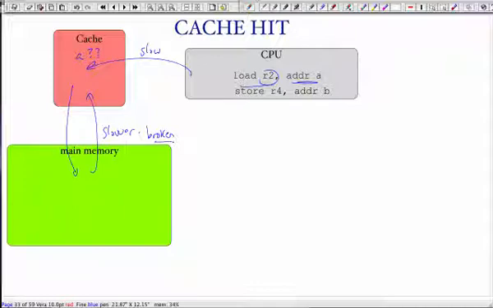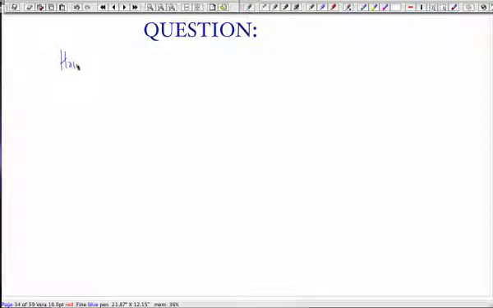Now, the question you face when you design a computer system is, what is the best way to manage your cache? It's a limited resource. You want to run your program quickly. How should you use that limited resource? So in particular, when some address comes in that you don't already have and you're full, which line do you evict?